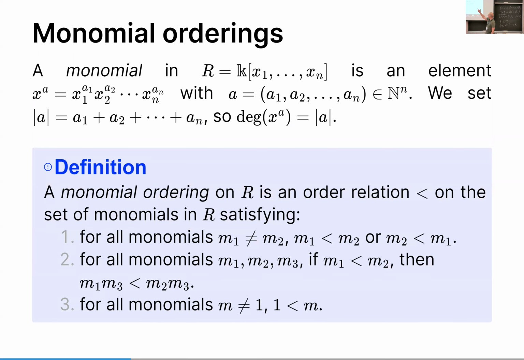I call a monomial a product of powers of the variables. For short, I'm going to write x to the a, meaning x1 to the a1, x2 to the a2, and so on. I might refer to a as the exponent vector. All the entries are non-negative integers. And if I want to know the total degree, I might just put bars around a, and I call that the degree of the monomial x to the a.